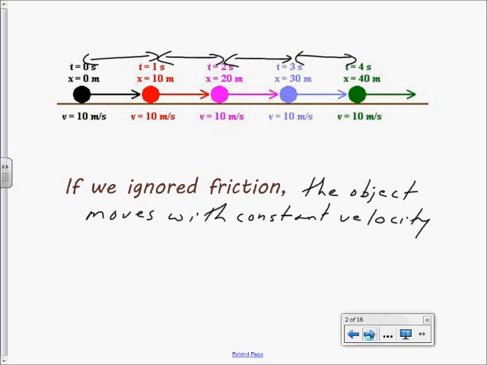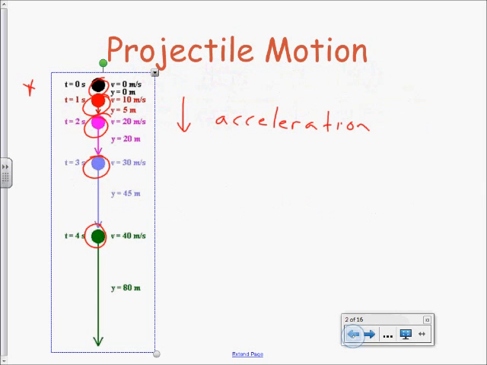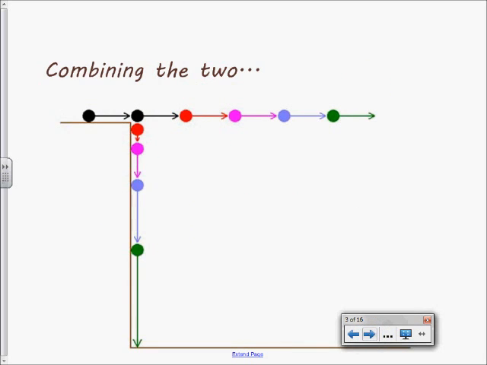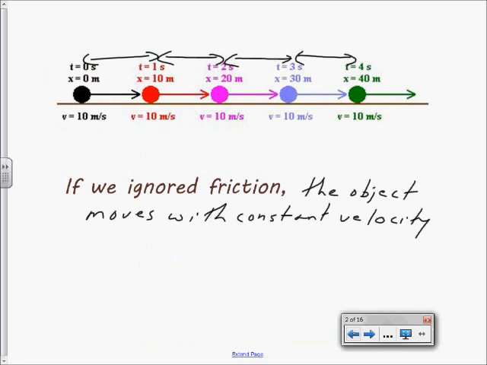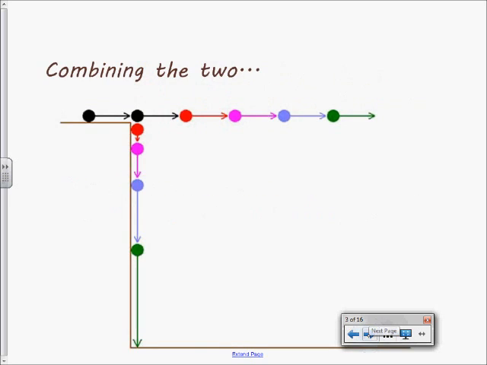So what we're going to do for projectile motion is we're going to take these two previous motions, the motion of an object falling under the influence of gravity, free fall, and the motion of an object traveling horizontally. We're going to take those two motions as shown here, and we're going to superimpose those together.